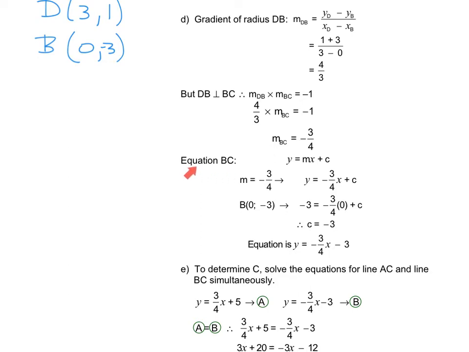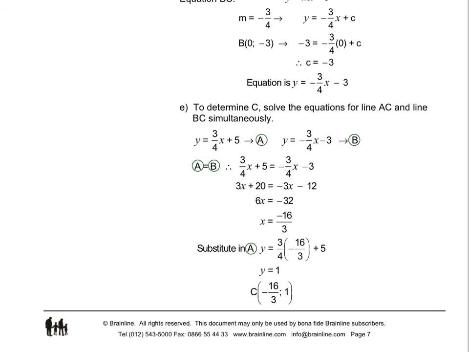Then for the equation of the tangent BC, I use the standard equation of a straight line, y equals mx plus c. I can then substitute my gradient -3/4 into my standard equation, but I also know that the point B is on this tangent, and therefore I can substitute the x with 0 and the y with -3. Multiplying the fraction -3/4 by 0 is 0, and therefore c is equal to -3. Then I put everything back into my standard equation, substituting m with my gradient -3/4 and c with my c value of -3. So the equation is y equals -3/4x minus 3.